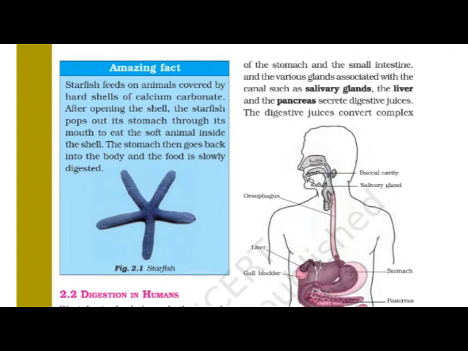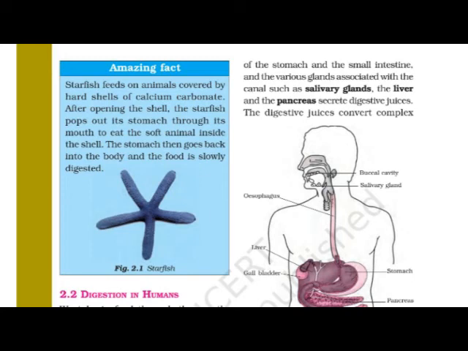So what they do actually, first they open the shell. The starfish pops out its stomach. The stomach of the starfish comes out through its mouth to eat the soft animal inside the shell. Whatever animal is in that shell is eaten by the stomach, and then the stomach goes back into the body and the food is slowly digested. It is a very amazing method, very different from other animals.